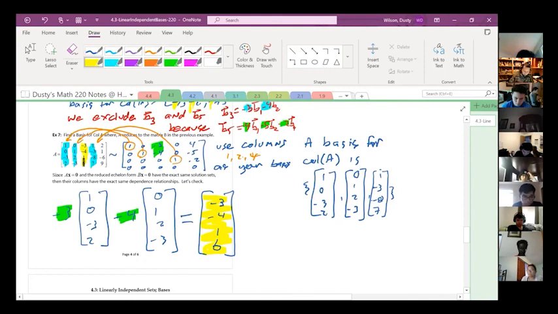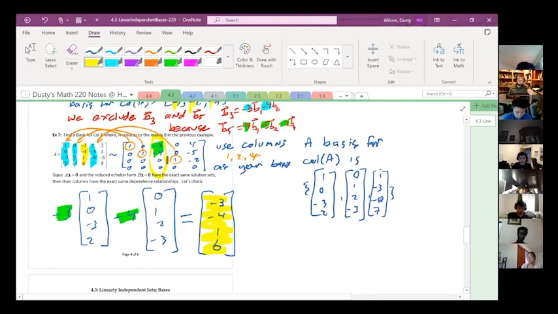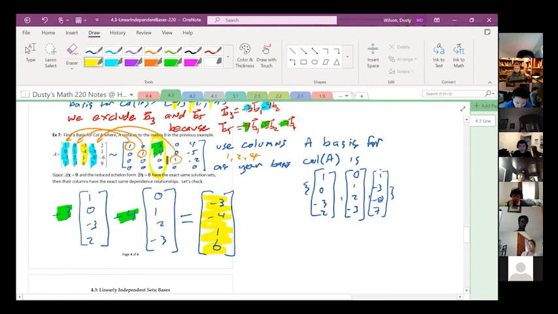And so the entries in the columns without pivots basically tell you the relationships between the columns in the original matrix. Or the way it's written in the notes, since AX equals 0 and the reduced echelon form BX equals 0 have the same solution set, their columns have the exact same dependence relationships. And so that's what we were just showing there. Question?